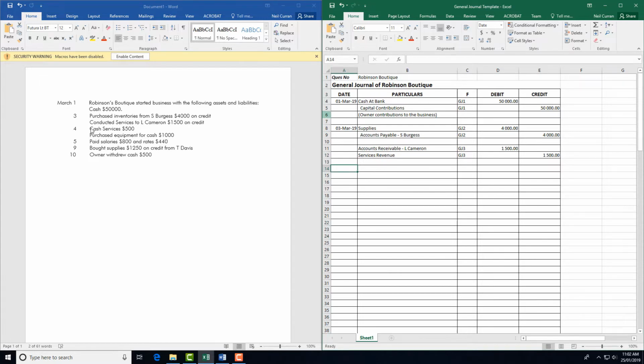Okay, now the next one, it says here cash services. So the main difference between this journal and also the one above is this keyword here is cash. So when you see cash services, it means that we've actually received money for services that we've actually done. So no one owes us any debt. So when you see the word cash, it usually means cash at bank is either going up or going down. And in this case, since we're receiving money, we've got more money in the bank. So that means it will be a debit. Asset going up means debit.